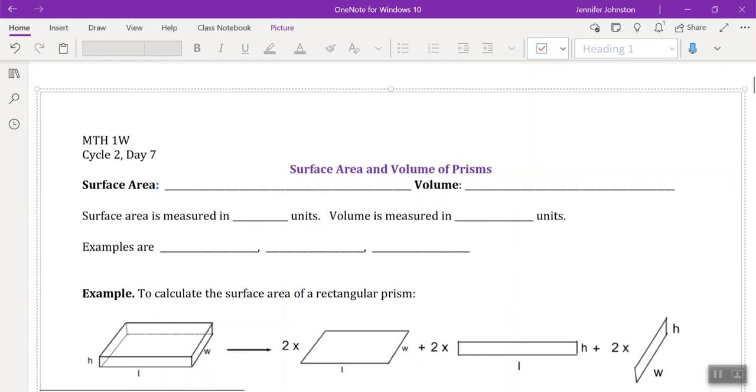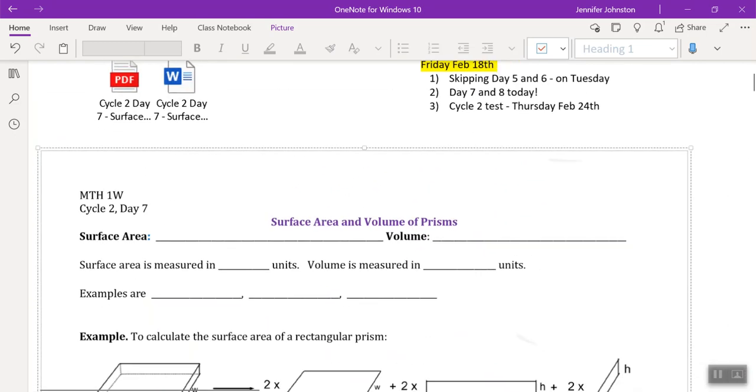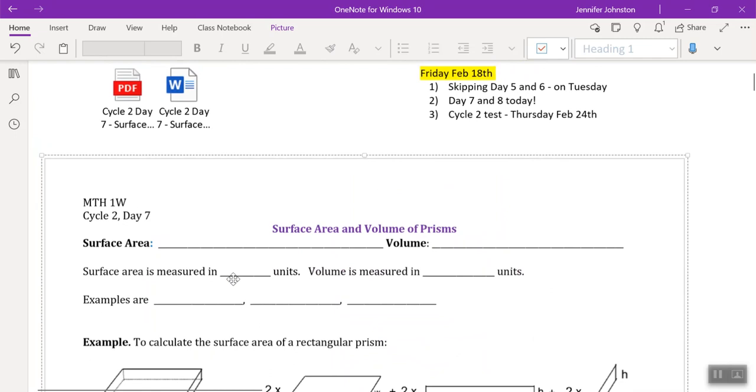You should have in front of you cycle 2, day 7. So you want to see that in the top left-hand corner. And we're going to look at day 7 and 8. Also, since this is a video, please feel free to press pause, rewind, fast forward, wherever you feel necessary.